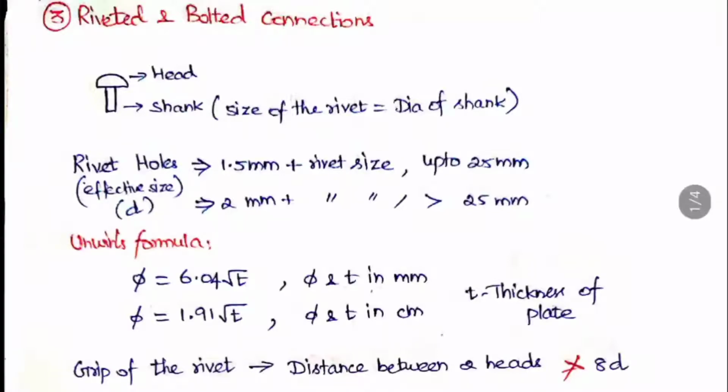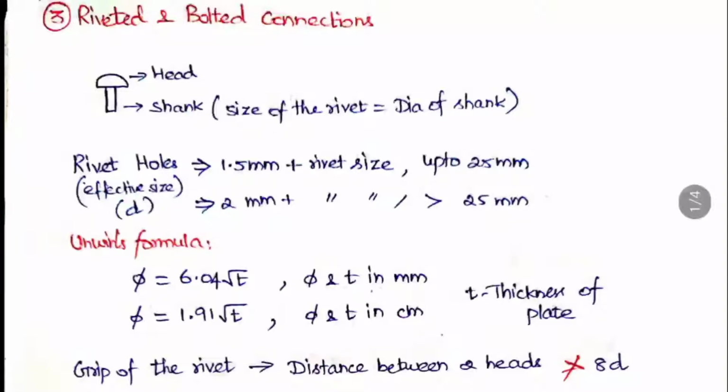Bolt means we know already, some nut will be there. But a rivet is similar to a bolt, but it will be just beaten onto the steel plate. There will be no nuts for connecting it. So this is an old method and now it is not used at present.